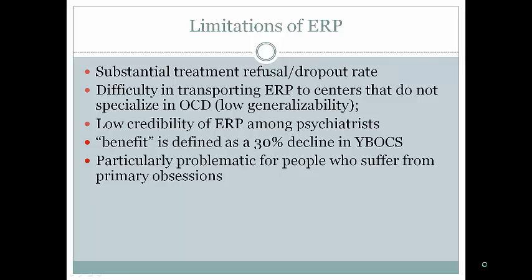And a benefit is defined as a 30% decline in Y-BOCS symptoms, which means people are still obviously experiencing symptoms, but it's a decline. And it's very hard for people that suffer from primary obsessions and don't necessarily have compulsions, because many times their neutralizations are mental, and it's hard to control things that are mentalized. It's very easy to physically stop somebody from doing something, but to say don't think about something is much, much harder.